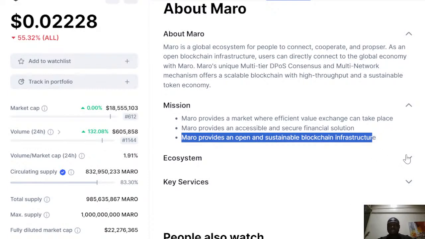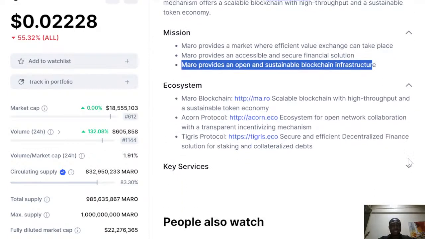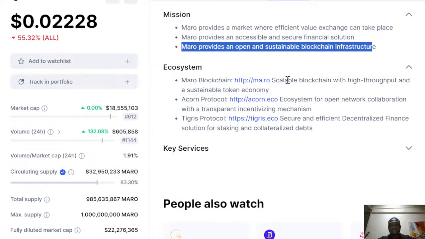Now you can see the ecosystem, the micro ecosystem, a sustainable blockchain with high throughput and a very sustainable token economy. The economy is an open network collaboration with transparent incentive mechanisms, and the ecosystem has different protocols. We have the micro blockchain, we have the Acron protocol and all that.